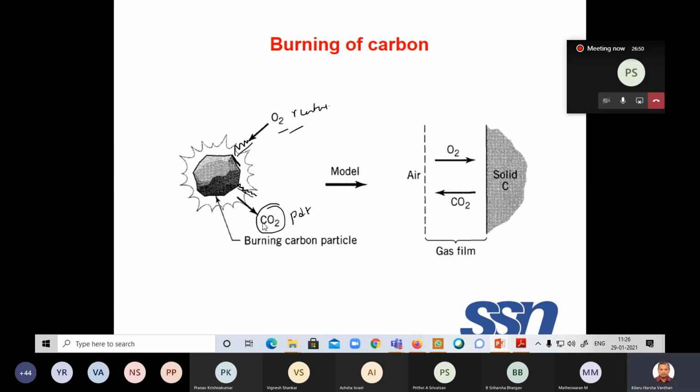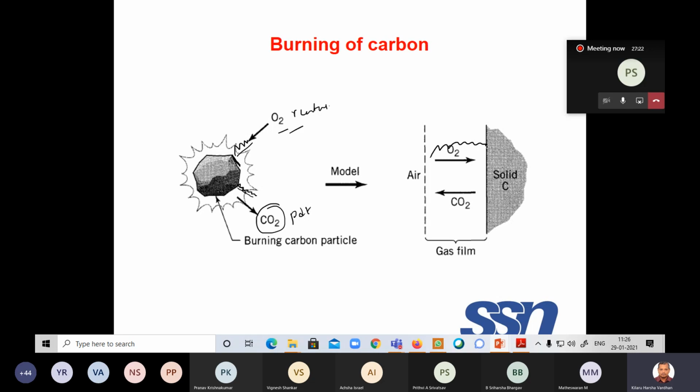Now, any doubt? You can see here, this is the air. The air contains a lot of compounds. Nitrogen is there, oxygen is there, argon is there. In that, oxygen penetrates through this particular layer, that is the gas layer, and reaches the solid.